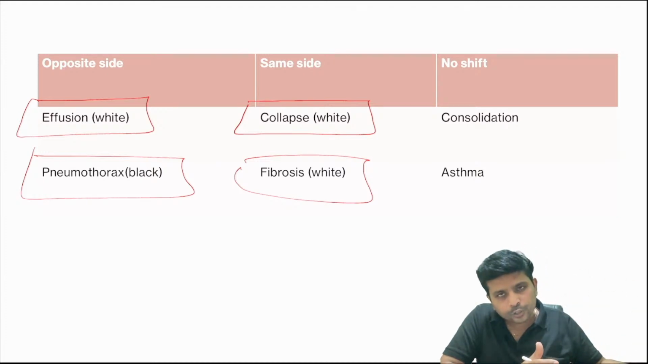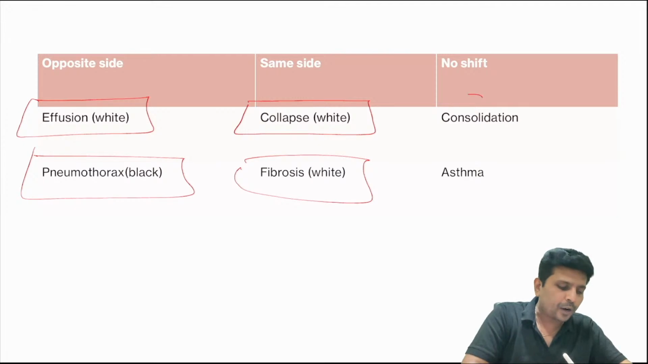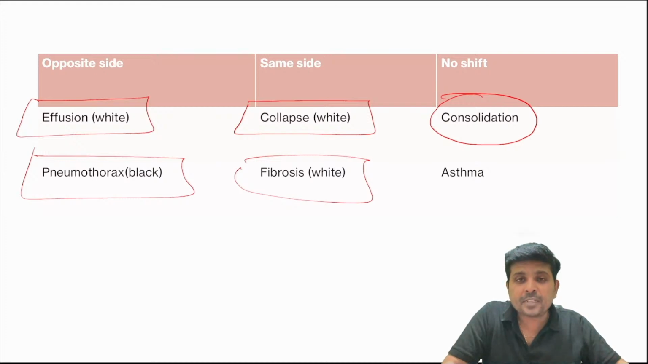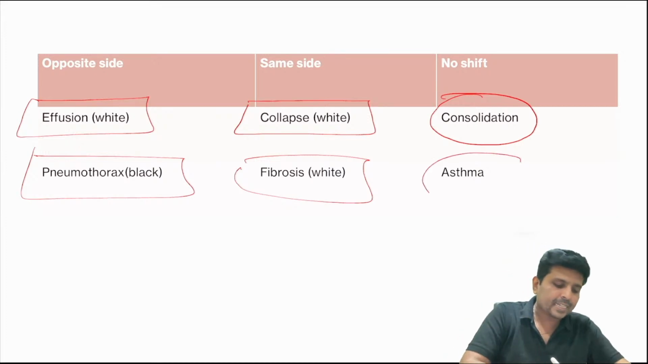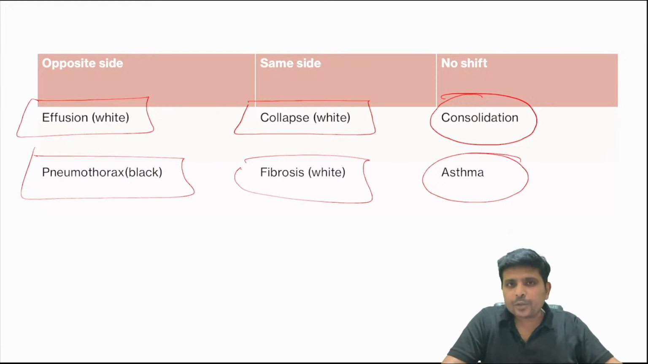If there is no shift of the trachea but the lung is white in color, it most probably means consolidation. That is, your alveoli are replaced by pus. Or excess air, that is asthma. This will often be useful for your MCQ questions.